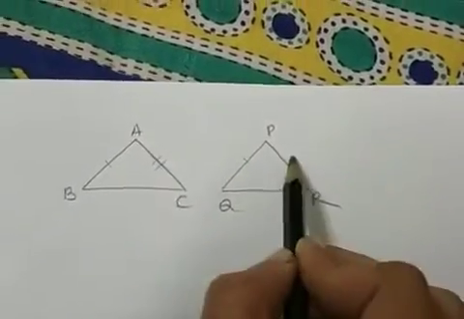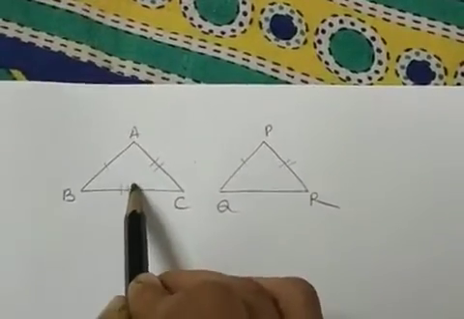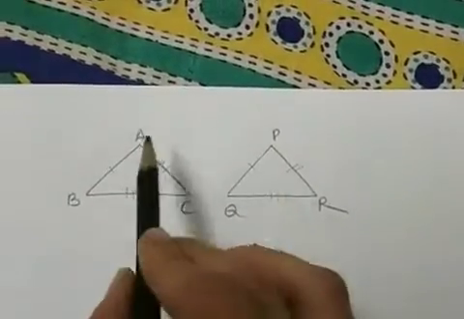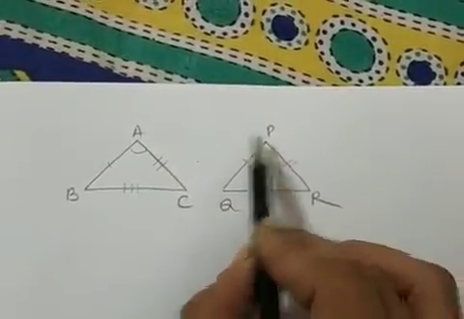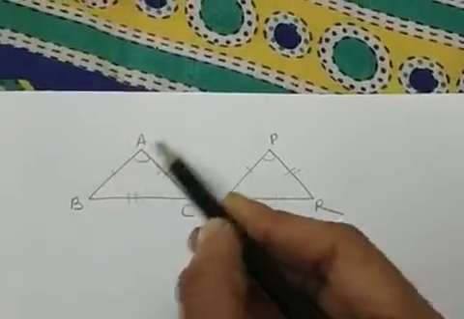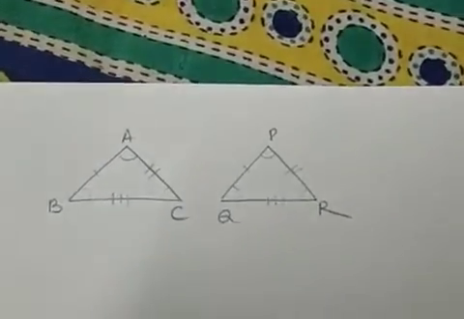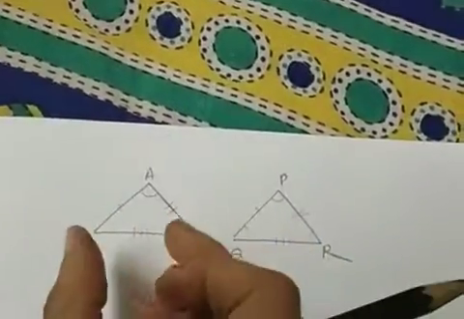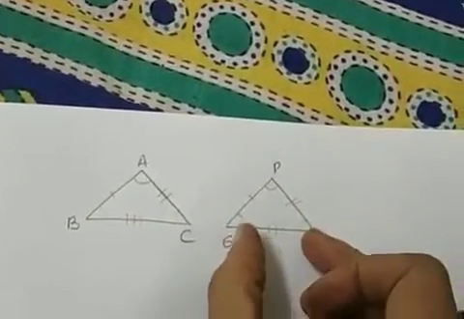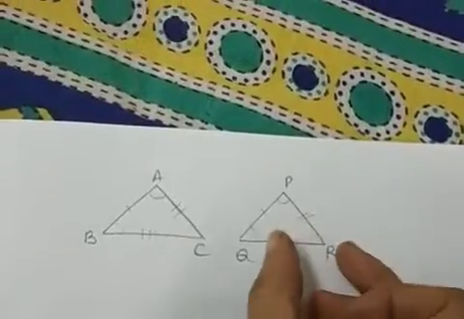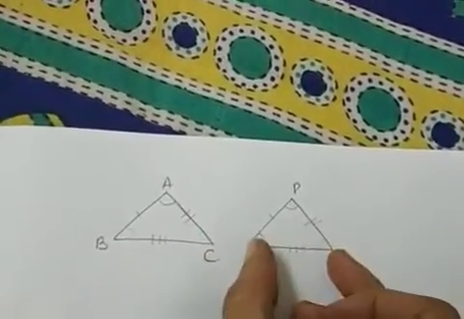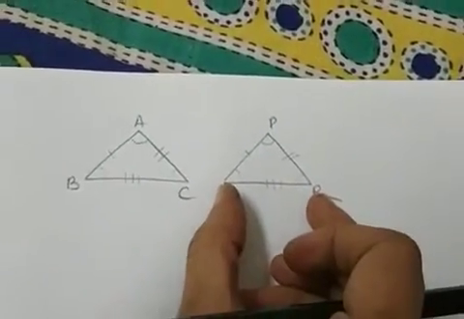this side is equal to this side, and this side is equal to this side, or this angle is equal to this angle, or this angle is equal to this angle, or this angle is equal to this angle. Means this triangle and this triangle are exactly the same. They are copies of each other. So that is what congruence tells you.